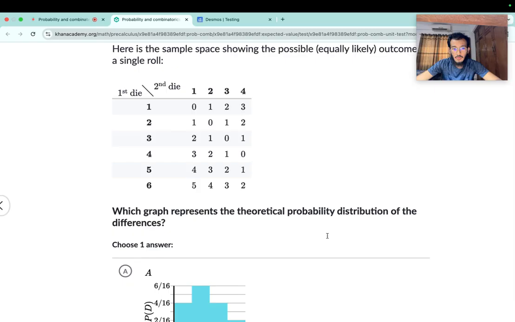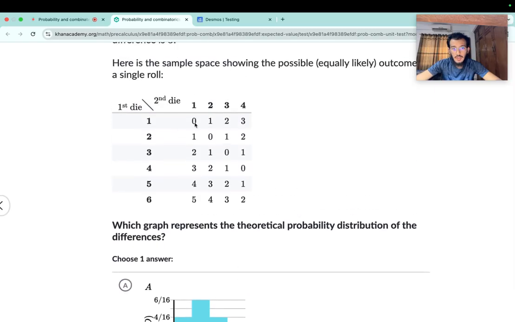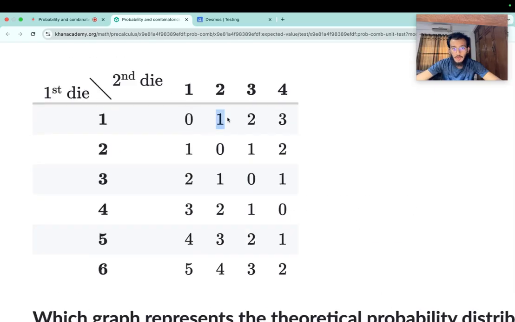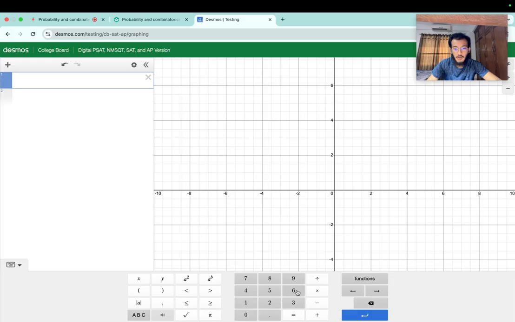All right, so for 0, you see how many total do you have? 1, 2, 3, 4. 1, 2, 3, 4, 5, 6. So 4 times 6, that is 24. You have a total of 24 possible outcomes. So 6 into 4, 24.